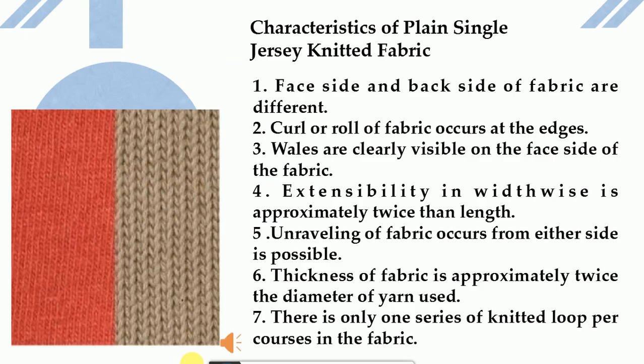1. Face side and back side of the fabric are different. 2. Curl or roll of the fabric occurs at the edges. 3. Wales are clearly visible on the face side of the fabric. 4. Extensibility widthwise is approximately twice that of length. 5. Unraveling of the fabric from either side is possible. 6. Thickness of the fabric is approximately twice the diameter of the yarn used. 7. There is only one series of knitted loop courses in the fabric.